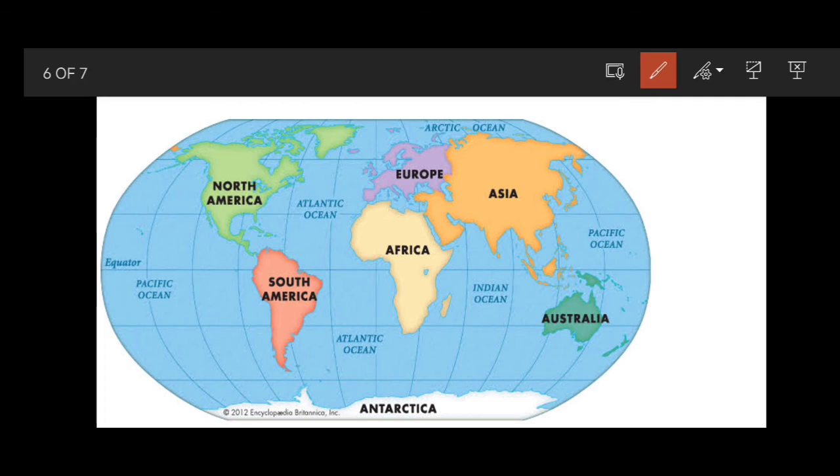So there are 5 oceans. Which are they? They are the Pacific Ocean, Atlantic Ocean, Arctic Ocean, Indian Ocean, and Southern Ocean. The largest ocean is the Pacific Ocean.